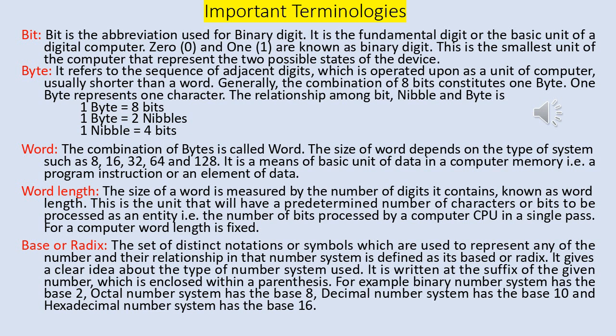Then we will discuss the base or radix of the number system. The set of distinct notations or symbols which are used to represent any number or their relationship in that number system is defined as its base or radix. It gives a clear idea about the type of number system used. It is written as a suffix of the given number, enclosed within parentheses. For example, the binary number system has base 2, the octal number system has base 8, the decimal number system has base 10, and the hexadecimal number system has base 16.